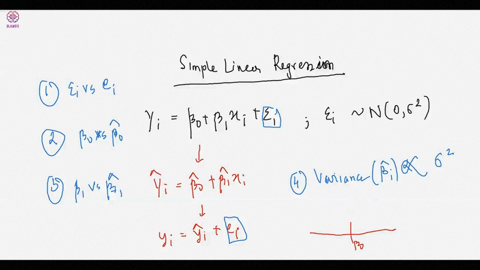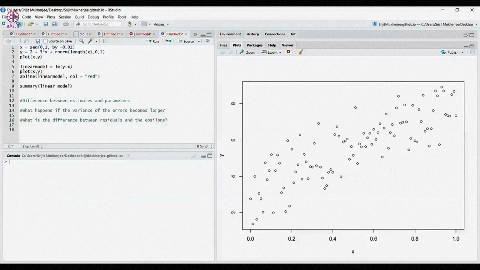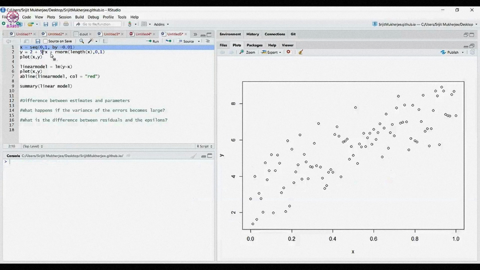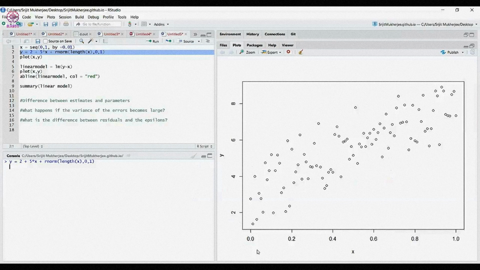So let's go to R coding now. I hope all of you can see the screen now. So what I will do, I will first take some random xi's. I am just taking a sequence of xi's from 0 to 1, with 0.01 interval. And then I will simulate y. Remember yi is following beta naught plus beta 1 xi plus epsilon i. So beta naught is equal to 2, beta 1 equal to 5, and the corresponding xi's are fixed, you know that. And this is the epsilon i part.